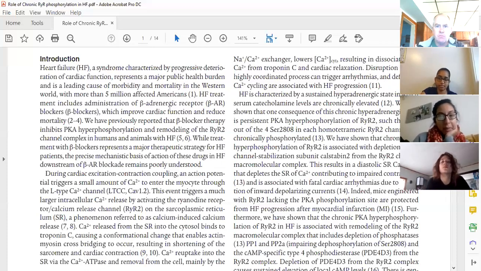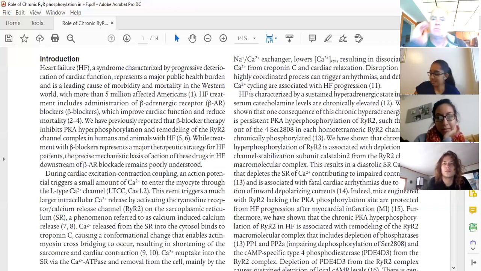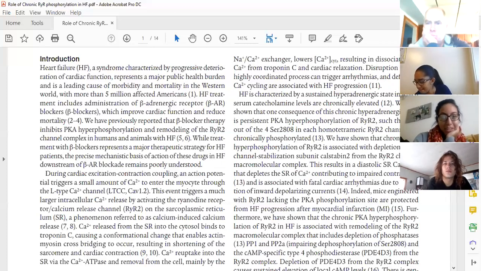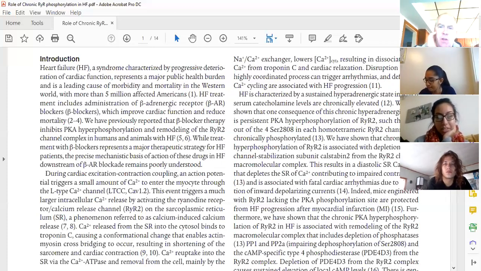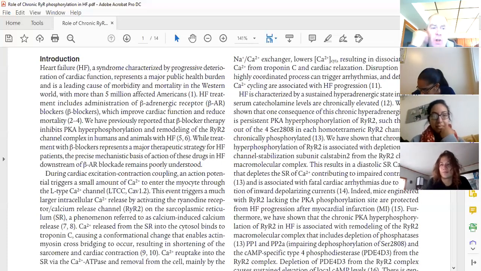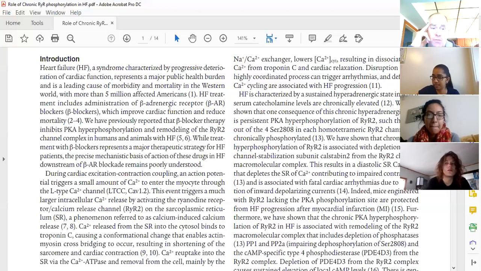Heart failure is categorized by a sustained hyperadrenergic state in which serum catecholamine levels are chronically elevated. We have shown that one consequence of this chronic hyperadrenergic. What's catecholamines? Anybody know what a catecholamine is? Nobody knows? Adrenergic, catecholamine. So whenever you hear catecholamine, that means either norepinephrine or epinephrine. So in chronic heart failure, you've got elevated levels of norepinephrine and epinephrine.